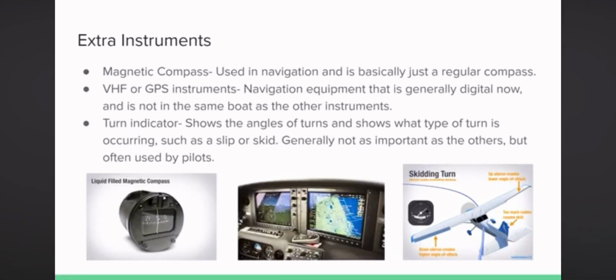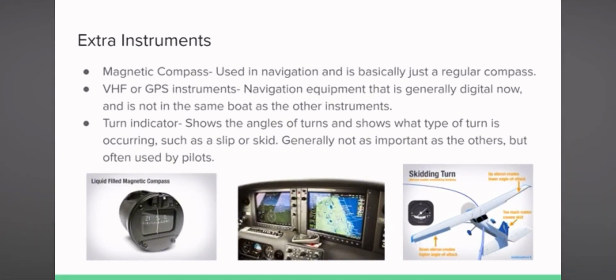Now for some extra instruments. A magnetic compass is a useful instrument that is in many planes and works similarly to the heading indicator. Navigation instruments are also useful for pilots, but many planes don't have them, since many of them are digital and expensive to install. The turn indicator is another helpful instrument in many planes, and it shows the angles of turns and types of turns, like skids or slips.